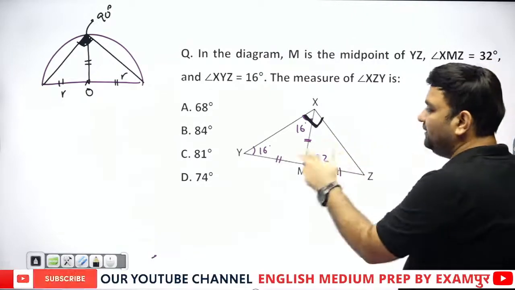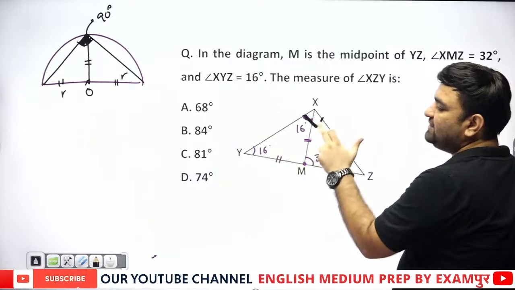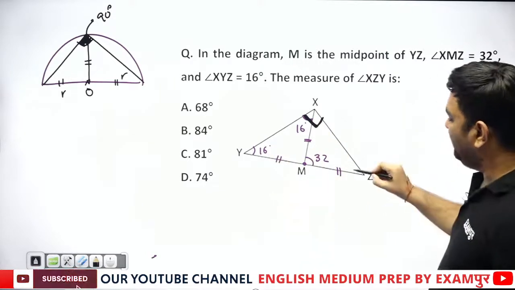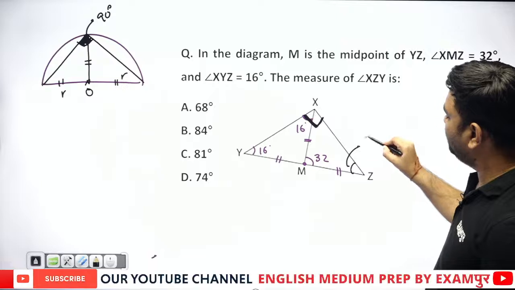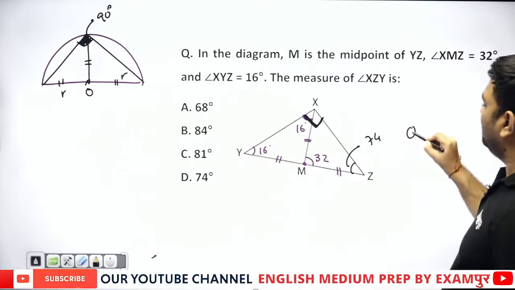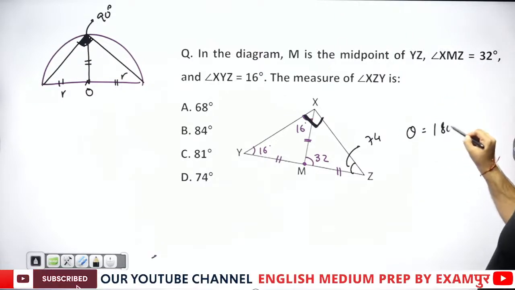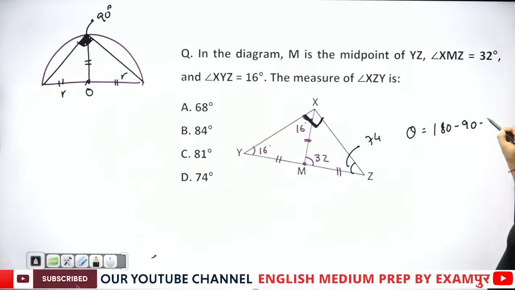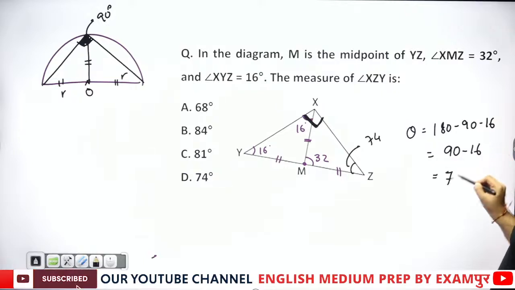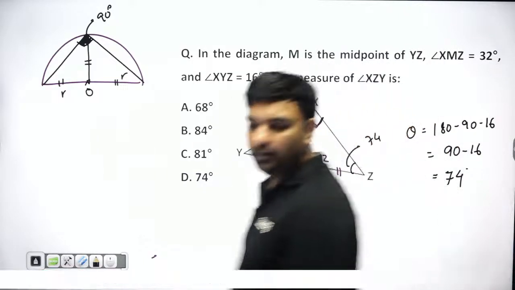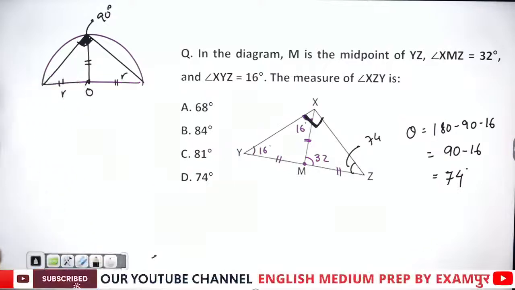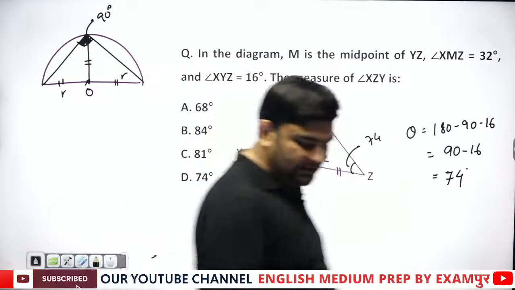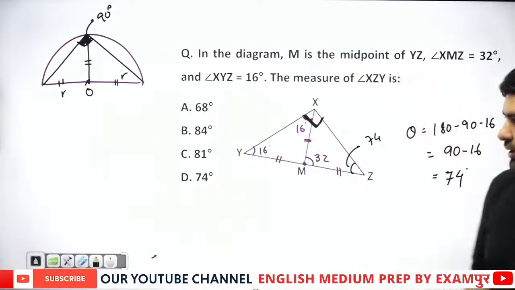If this is 90, this is 16. The remaining is 74. 180 minus 90 minus 16, 90 minus 16, 74. Cool and clear? Otherwise, I will take up another way as well. Okay?